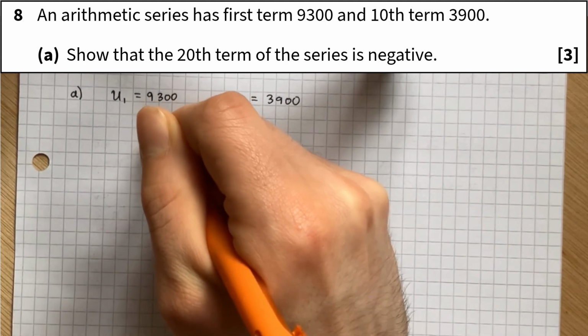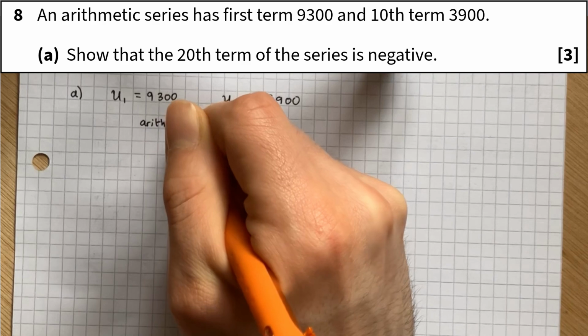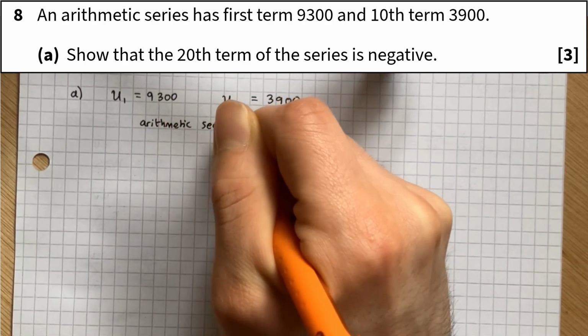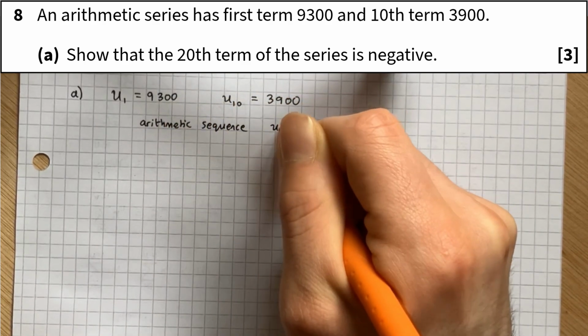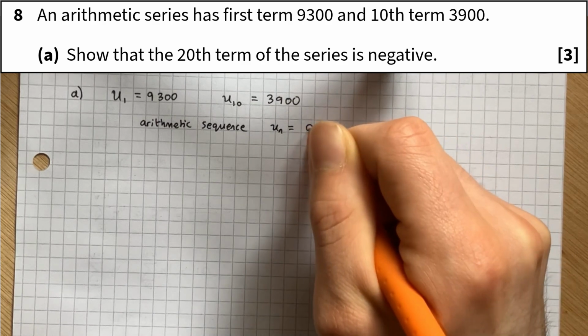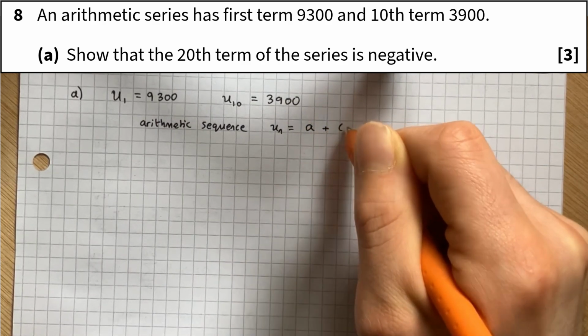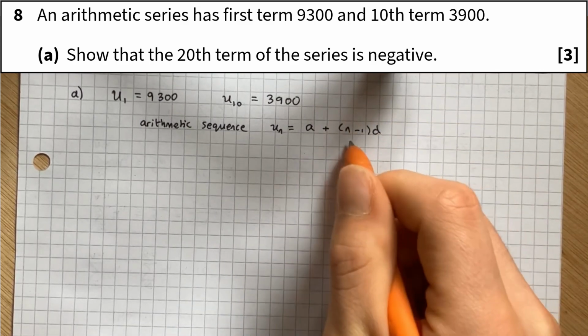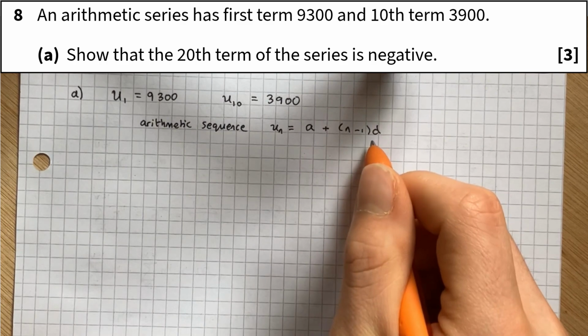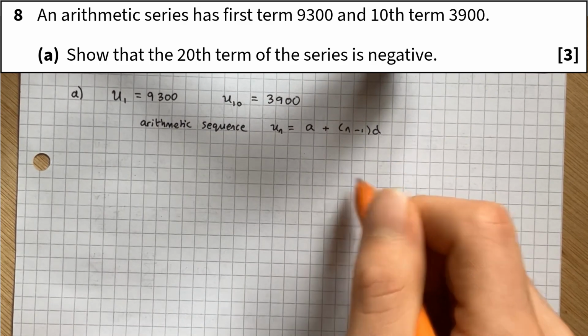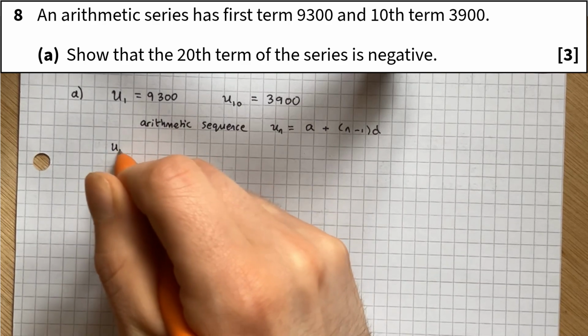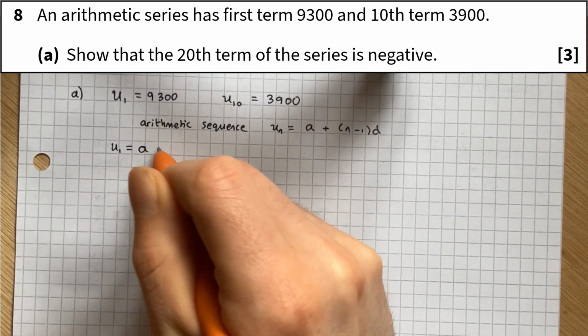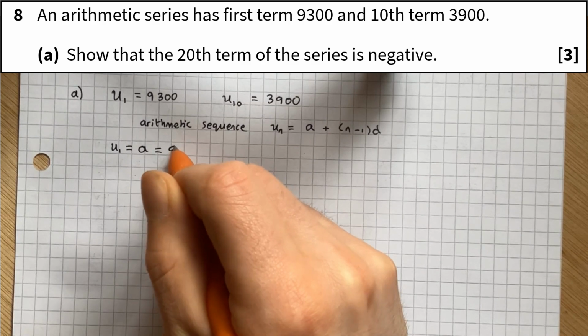A fact about sequences that you should know is that if you're given an arithmetic sequence, the general term, the nth term, which I'll call Un, is a plus (n minus 1)d, where a is the first term, n is the term that you want, and d is the common difference. That formula is not given in a formula book, so it definitely needs to be remembered.